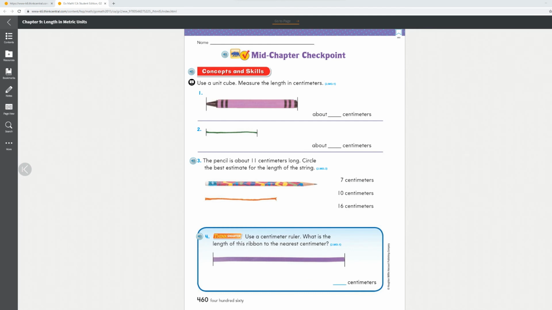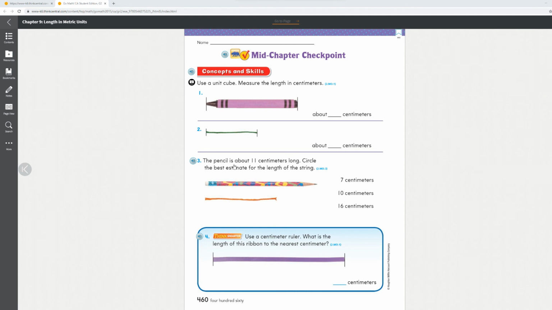Students, we are on page 460. This is the mid-chapter checkpoint. So here we are going to review some of the skills that we learned throughout the chapter. So feel free to attempt this on your own and then come back for the answers. Or you can work along with me if you feel more comfortable. So number 1, use a unit cube. Measure the length in centimeters. So for numbers 1 and 2, they're asking you to measure these images using centimeters and using a unit cube. However, you could use your centimeter side ruler if you wish to solve these problems.